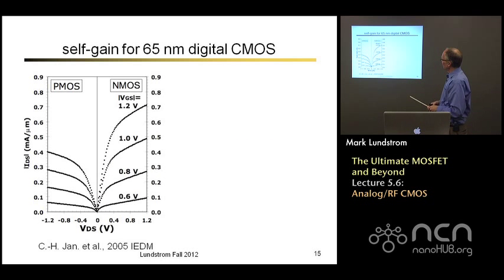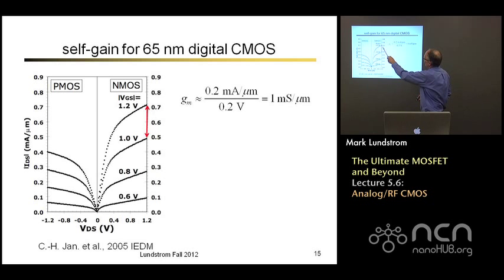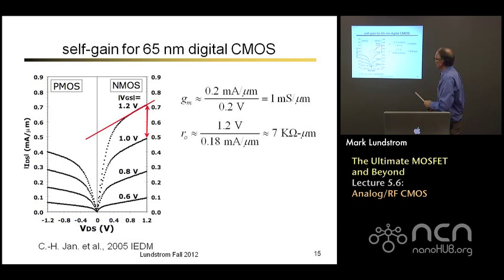So just to calibrate you, here's some 65 nanometer digital CMOS data published a few years ago. We can just read numbers off. The change in drain current with respect to gate voltage tells us that the transconductance for this particular device is about 1 millisiemens per micrometer of width. The output resistance is just 1 over the slope of this. It's about 7 kilo-ohm micrometers. So we can compute the self-gain. And the self-gain is not fantastic, but it's on the order of 10. You can do useful analog electronics with a self-gain that high.